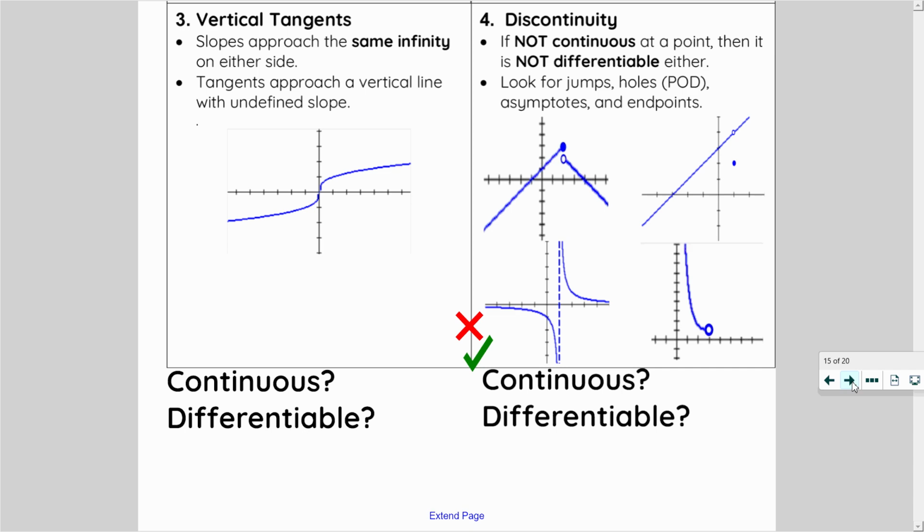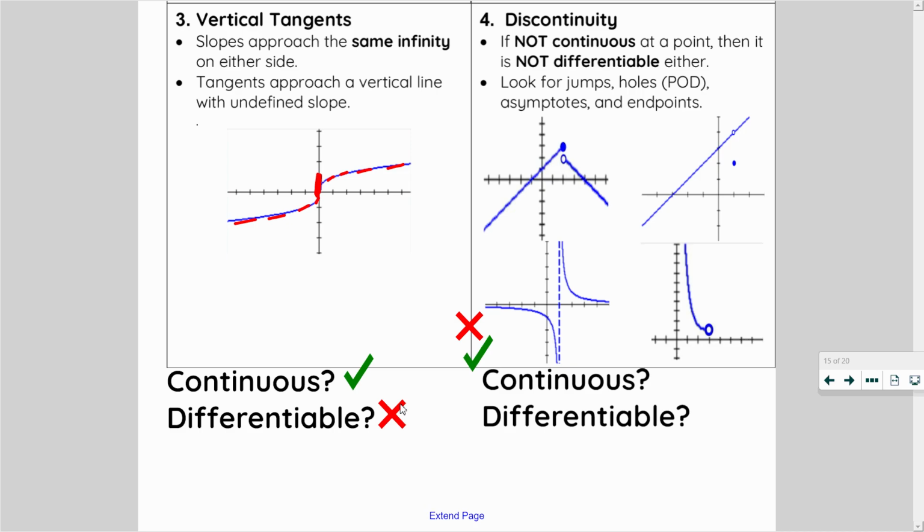Okay, the third place that the derivative fails to exist is at a vertical tangent. I can see that on both sides here, the slopes are approaching the same infinity. They're coming in like this, getting steeper and steeper to like a vertical line. Same thing over here, they're coming into this vertical tangent line. So they're approaching the same infinity on either side. Is it continuous at that point? Yes, it is, but not differentiable.